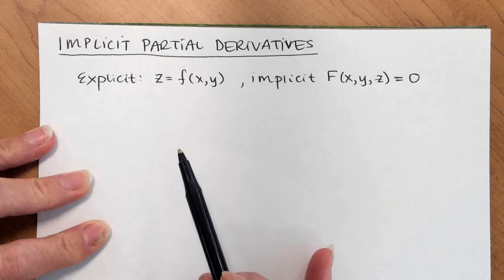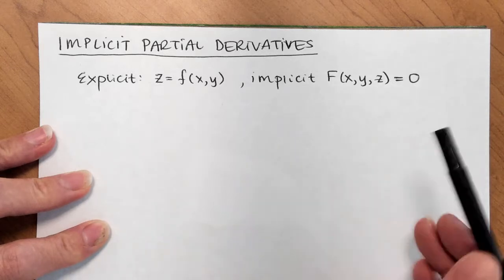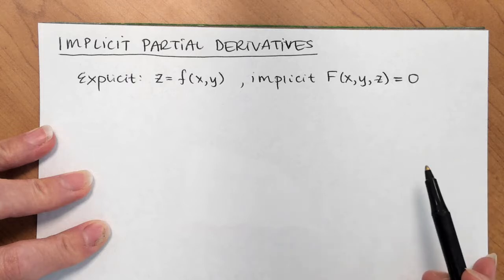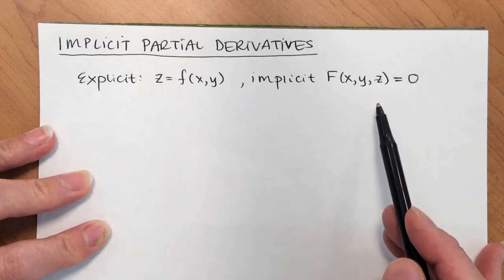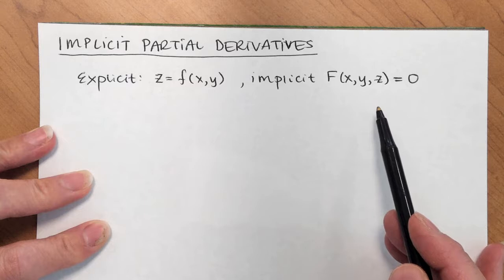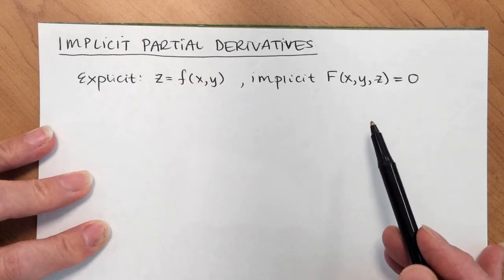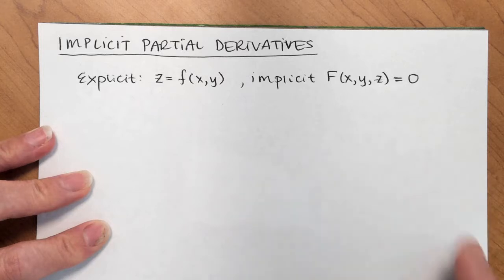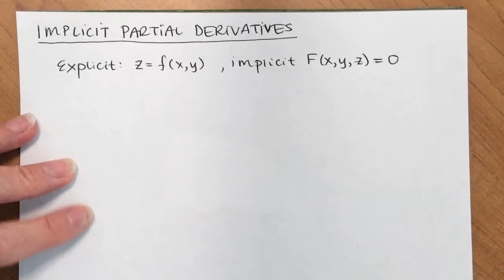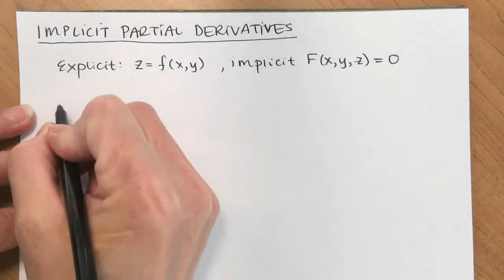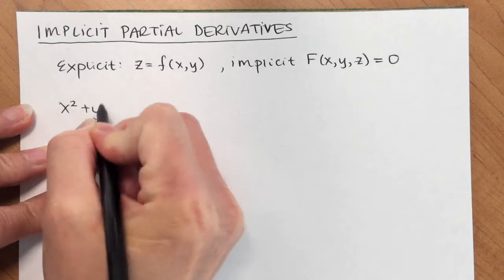Every explicitly defined function could also be written in implicit form as well, in which z is the solution to the equation F of x, y, z equals 0. If you give me an x and a y, then I can solve the equation for the z at that point x, y.